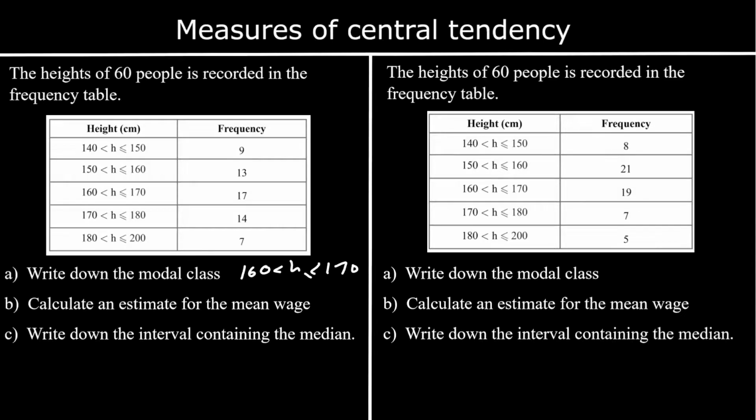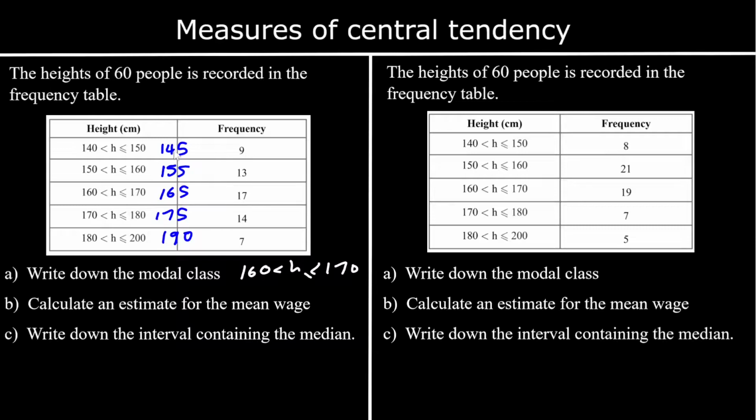Calculate an estimate for the mean wage. So when we're estimating the mean, we don't know the exact heights of all the people. We're going to use the midpoint as a guess, as an estimate. So we're going to say these 9 people are all 145 centimeters tall. These 13 people are all 155. We've got 17 165s, 14 175s, and 7 190s. So that's always the midpoint of the group.